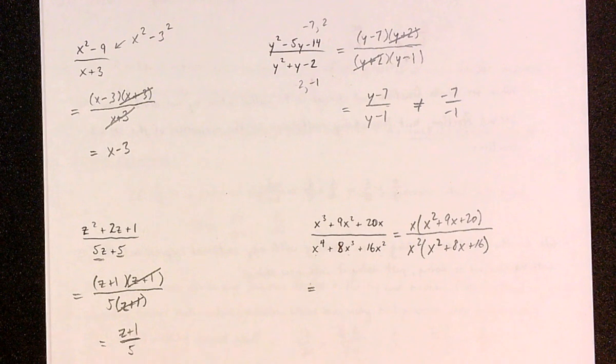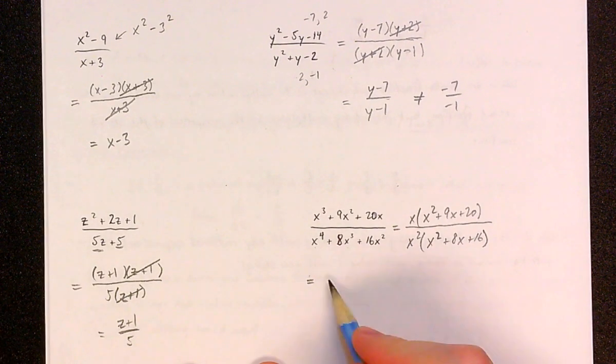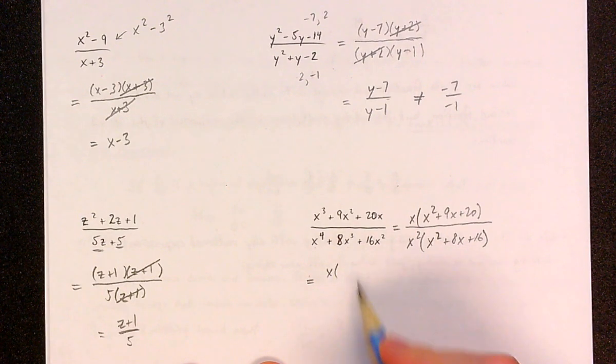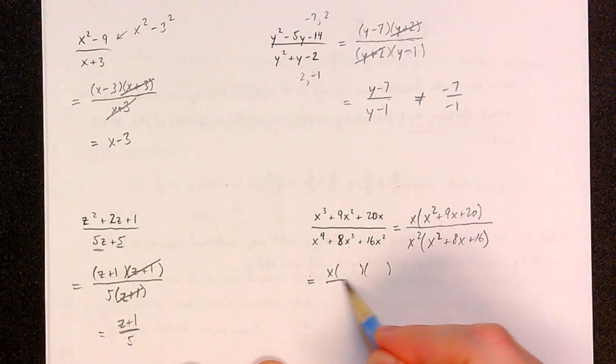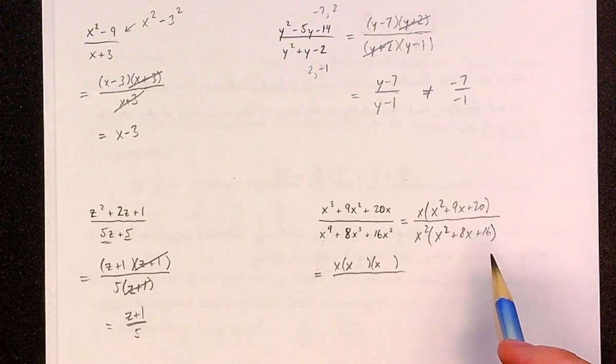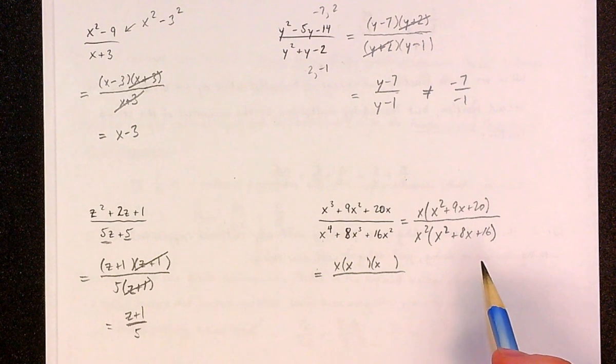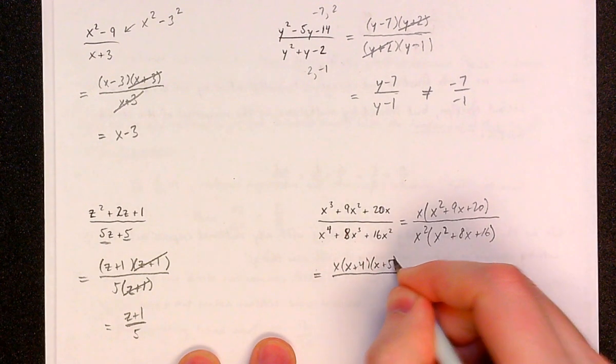Now, here I have a quadratic, here I have a quadratic. Let's see if I can break these things down anymore. So on the top, I have x times x squared plus 9x plus 20. Again, two binomials, x and x. I need numbers that multiply to 20 and add to 9. If you think of factors of 20, the right combination you're looking for is plus 4 and plus 5.